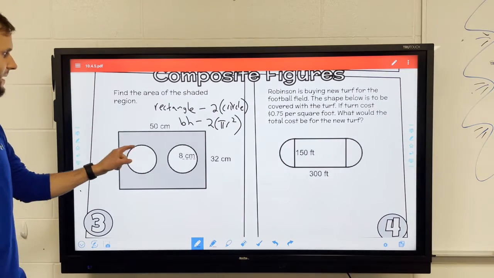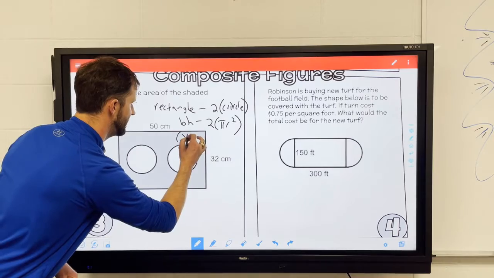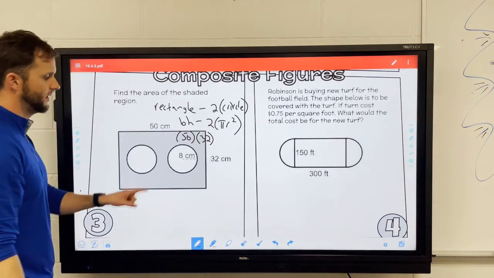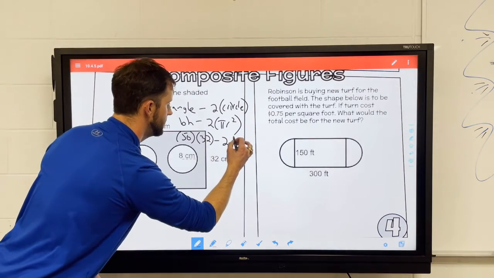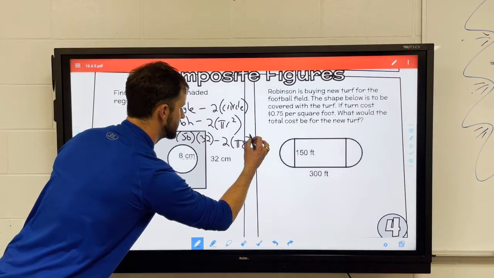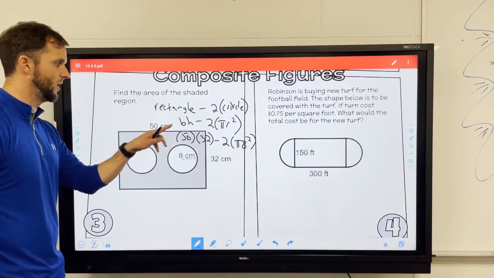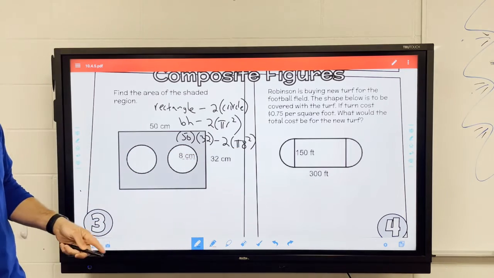So the base of my rectangle is going to end up being 50. So I'm going to do 50 times the height, which is 32. And if I look, the radius of my circle is going to be 8. So I'm subtracting 2 times pi times 8 squared, which gives me the area of my circle, okay? And so now all I have to do is find the area of the rectangle, the area of my 2 circles, and then subtract those to get the total area.